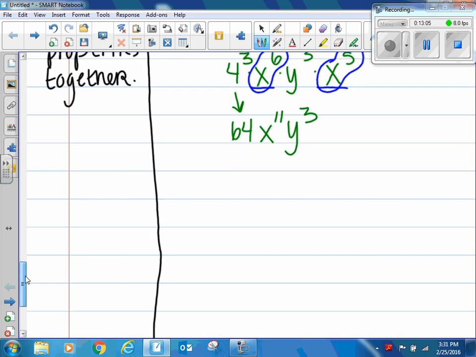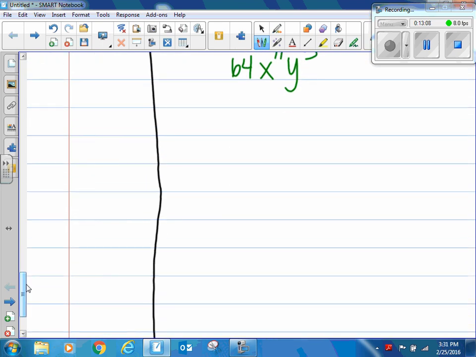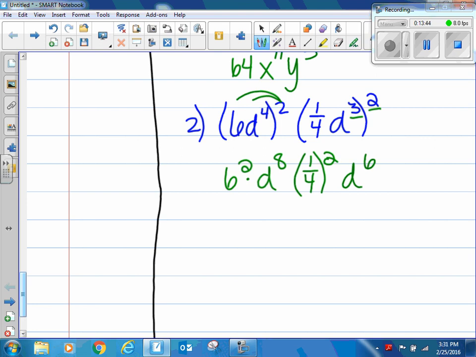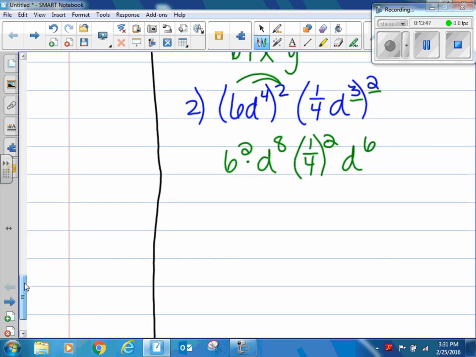All right, another example. I have (6d to the 4th) squared, and I'm multiplying this by (1/4 d to the 3rd) squared. First, I'm going to bring my exponents on the outside to the inside. So I have 6 squared times d, 4 times 2 is 8. And over here, I'm going to leave this as a fraction, 1/4 squared, and then d, 3 times 2 is 6.